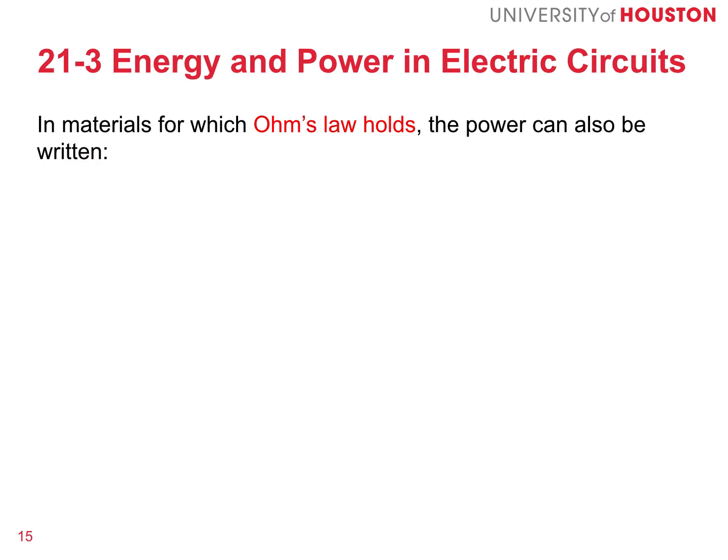For materials in which we can apply Ohm's law, we can actually express the power in terms of the resistance in the circuit. If we take our original relation, the power is equal to the current times the voltage, we can then substitute voltage with the current times the resistance from Ohm's law. This gives us a power that's equal to the current squared times the resistance.